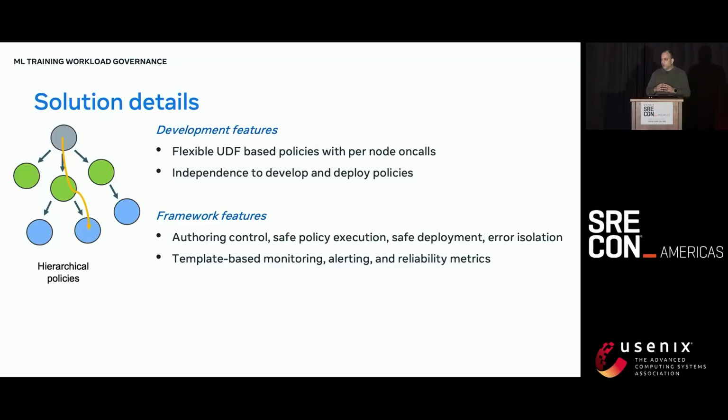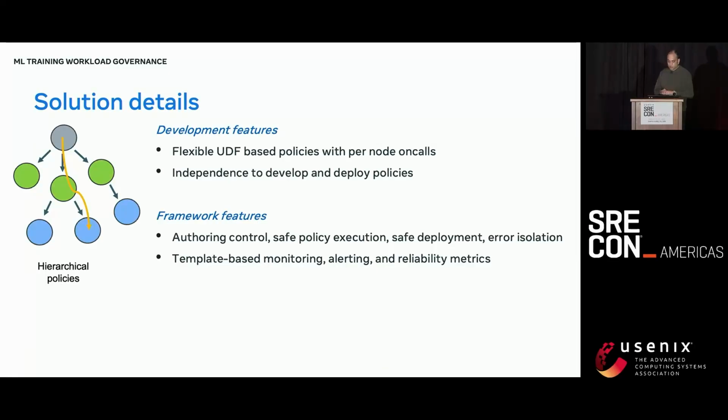But this also needs responsibility to go along with it. If a group is rolling out a policy, they're responsible for addressing any policy failures, telling folks how to respond to those policy failures, and maintaining metrics, alerting, and reliability metrics. So what the framework provides is a template-based approach where you can build all this easily for your governance policies.